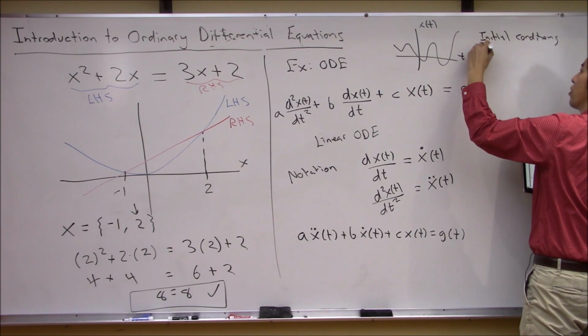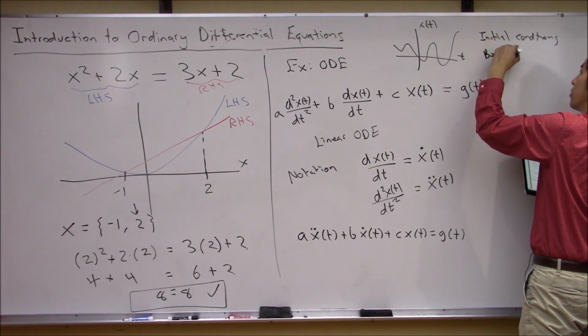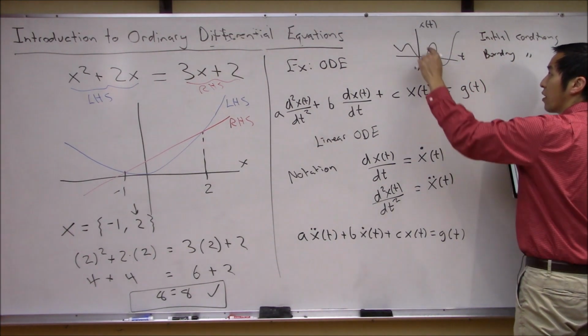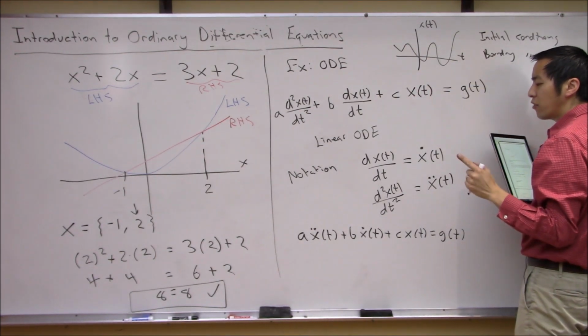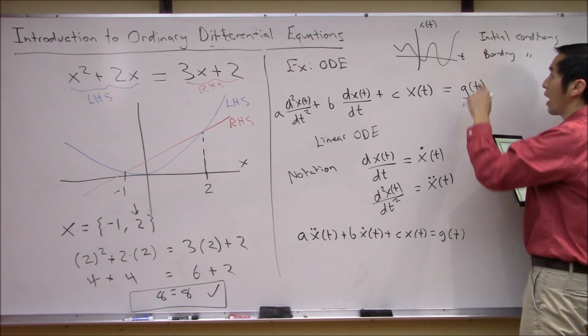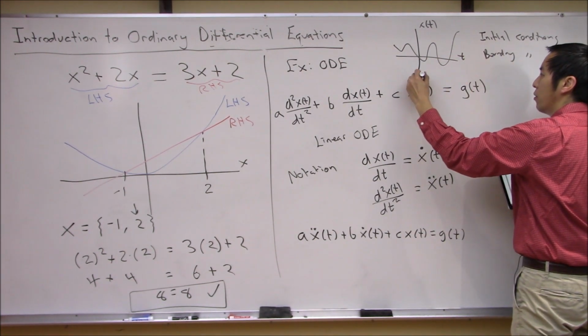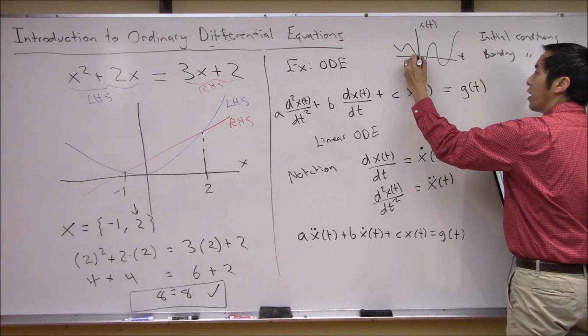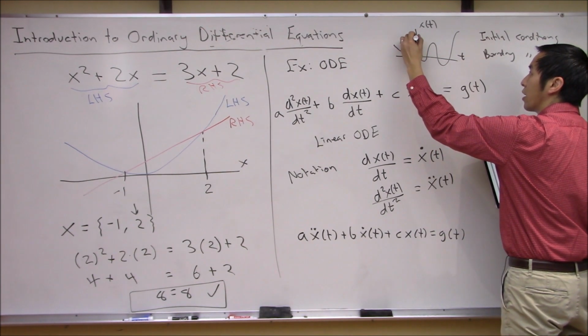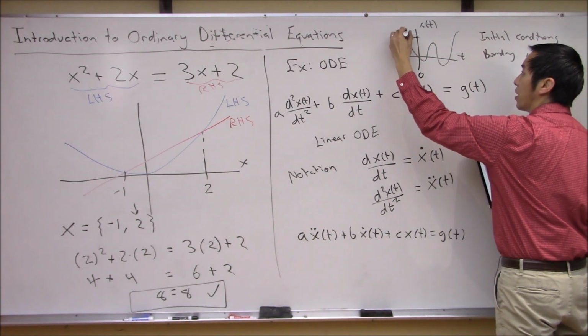Sometimes you might hear these also referred to as boundary conditions. All that's saying is this function that I'm searching for has to be at certain values at certain locations, namely, usually the initial time, like here at time 0. We want to say that this function has to start up here, like here is x at time 0.